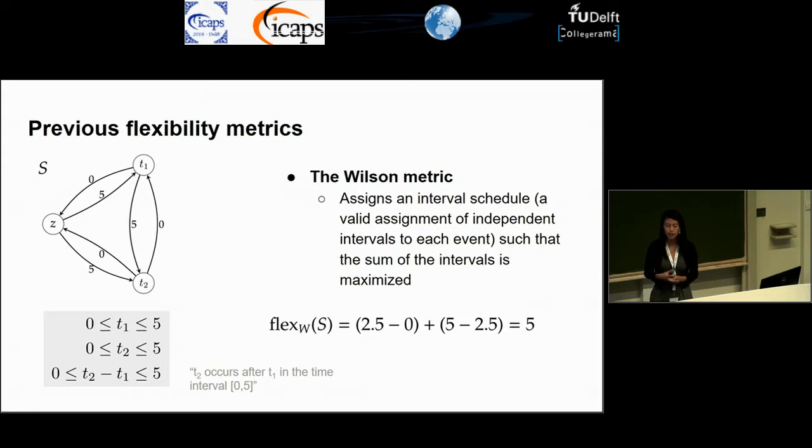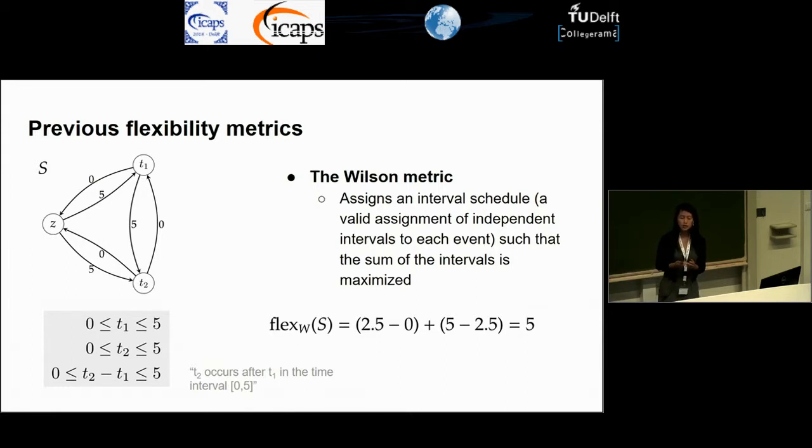So in this case, we could assign the interval 0 to 2.5 to our first event and the interval 2.5 to 5 to the second event. And any assignment of times to these should result in T2 occurring after T1. And the Wilson metric takes the maximum interval schedule, basically, that maximizes the sum of the intervals to get flexibility. And so in this case, the maximum is 5, and we have a flexibility of 5.